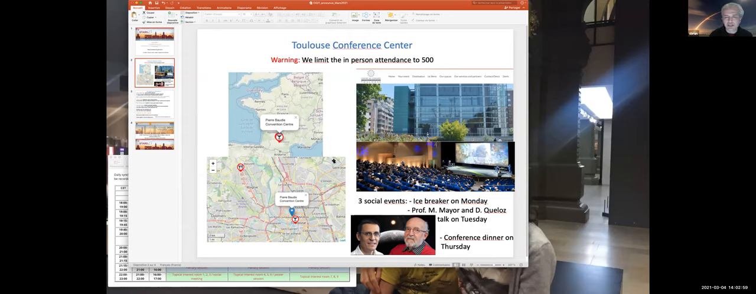So there will be 3 social events at the conference in Toulouse. There will be an icebreaker on Monday that will be held very close to the conference center in downtown Toulouse. We will have on Tuesday evening Professor Mayor and Didier Queloz, the Nobel Prize winners, speaking. Normally, Michel said, yes, Didier, we are waiting, but normally he will come as well. And on Thursday, we will have a conference dinner a bit further away from Toulouse in a big place where there are planes. As you know, Toulouse is famous for food, but also for aeronautics.